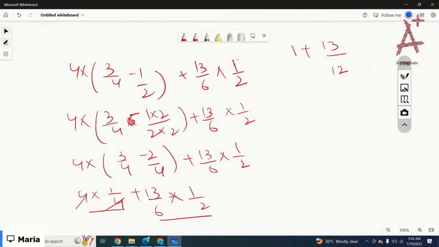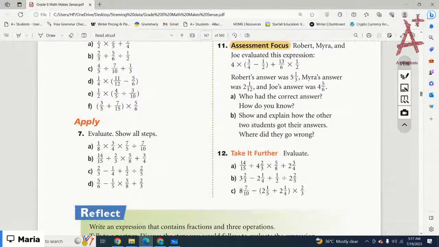We have to add. So it would be 1 times 12 and 1 times 12, so 12 over 12 plus 13 over 12. That would be 25 over 12. And when you divide, it would be 2 whole 1 over 12. Let's see who has the answer. 2 whole 1 over 12. That means Myra has the correct answer. Got it? Myra's answer is 2 whole 1 over 12.